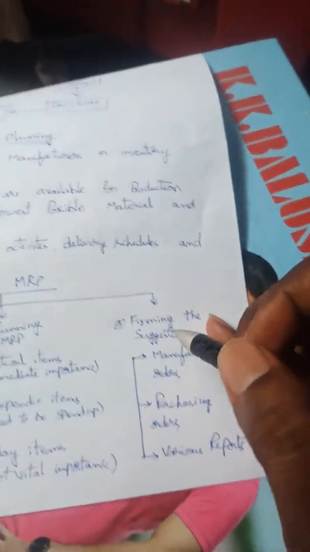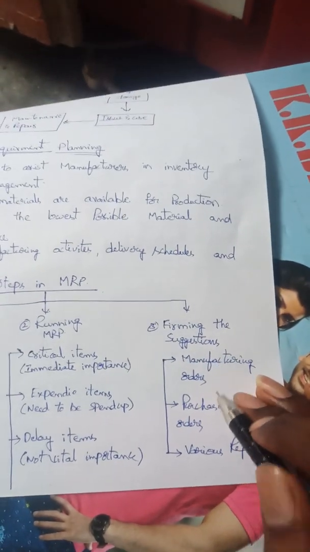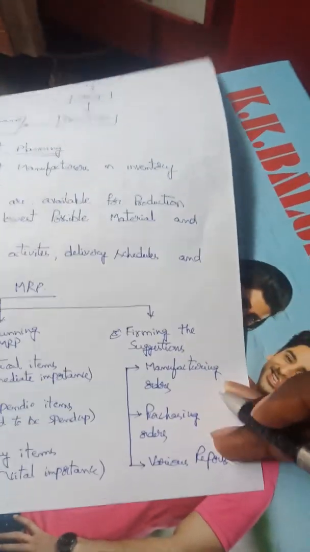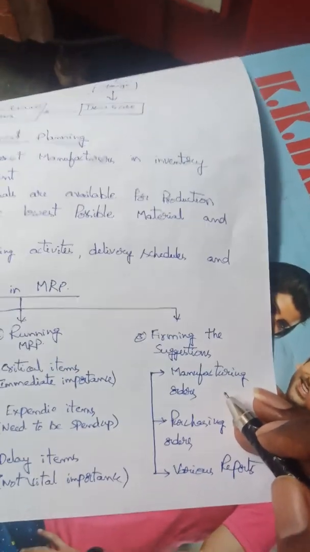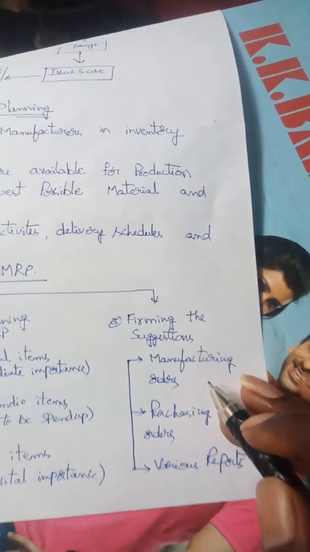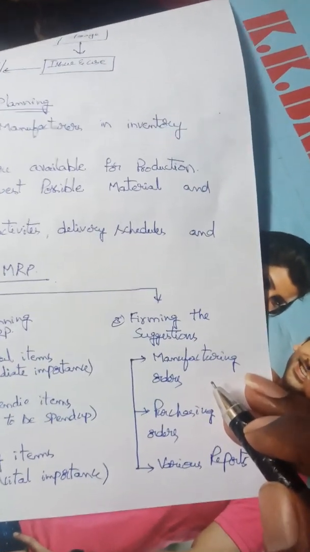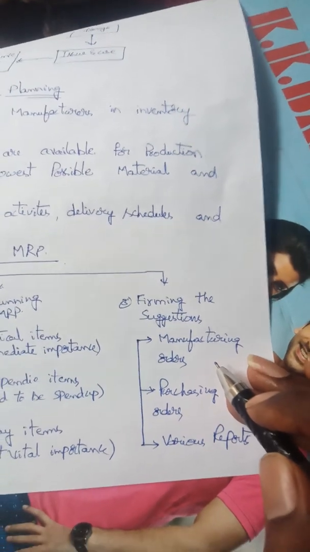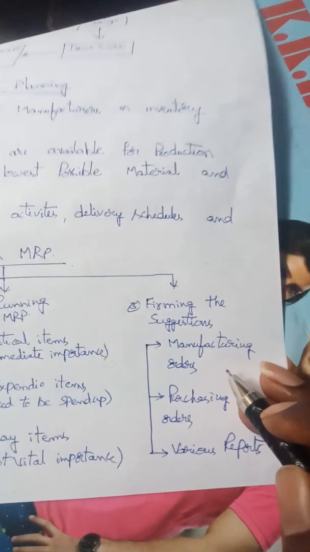In forming the suggestions, the first is identifying the manufacturing orders, the second is purchasing orders, and the third is various reports. From the manufacturing orders, as we all know, the manufacturer manufactures the product as per market requirements. By collecting orders from different customers, not only direct customers but also wholesalers and retailers, they manufacture the products in different categories as per their expectations.